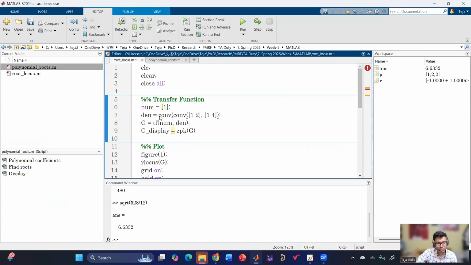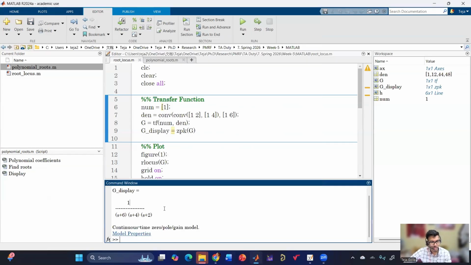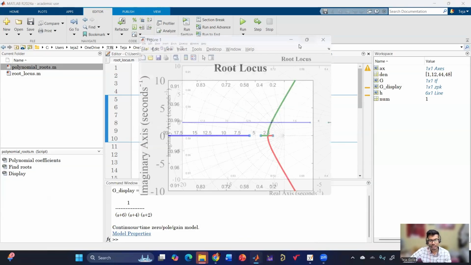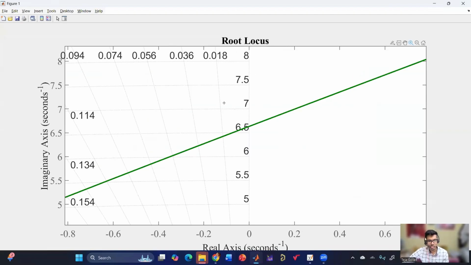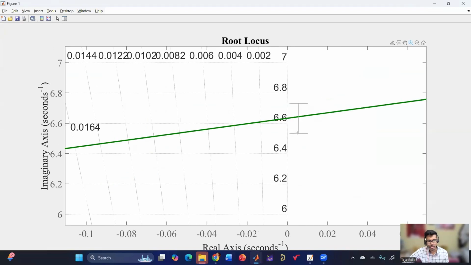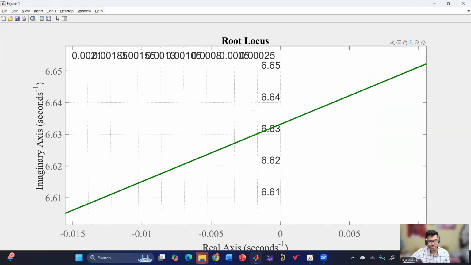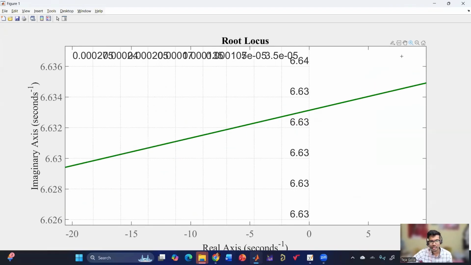So, s plus 6, and then I'll first check whether the transfer function is correct. 1 by (s plus 2)(s plus 4)(s plus 6), it is correct. This is what we have already previously checked, but now we are interested in this intersection point. Again, it is symmetric, so we are basically checking the other point. Now if I zoom in on this point, it is close to 6.63, right?